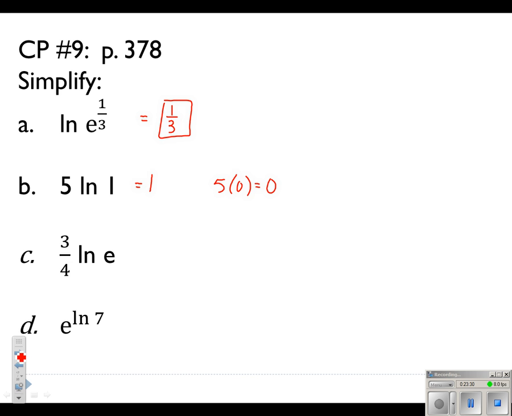Oops, no, I was right. Come back. It does give us a value of 0. My finger dropped to a wrong line. All right, the next one, 3/4 natural log of e. That's going to end up giving us 3/4 times 1, which of course is 3/4. Then we have e to the natural log of 7 power. And again, using your properties, you're just going to get a value of x, which in this case was 7.